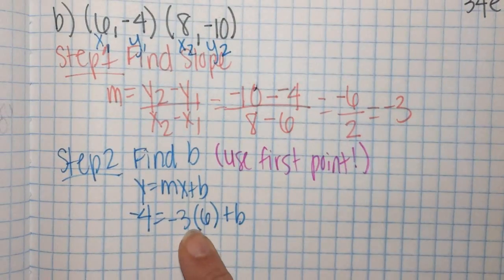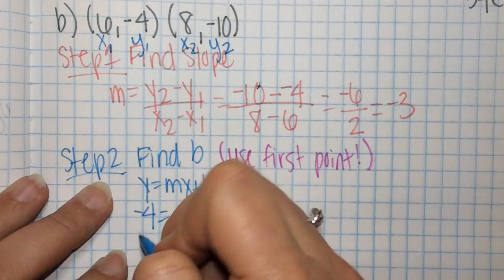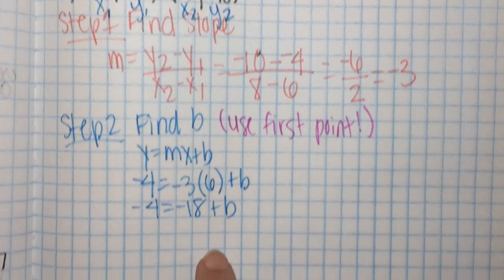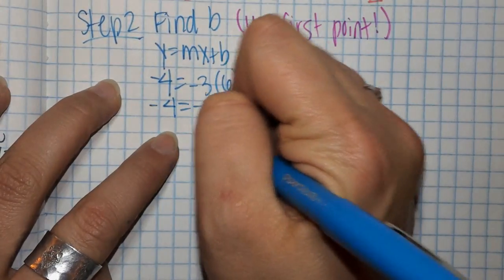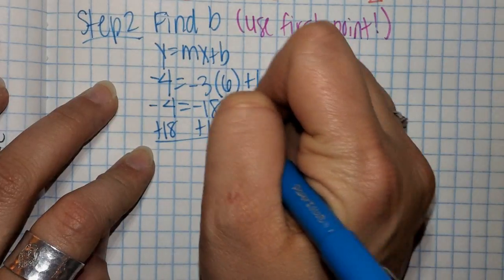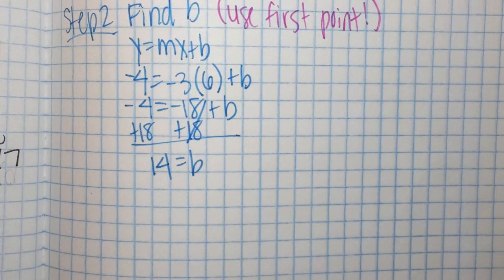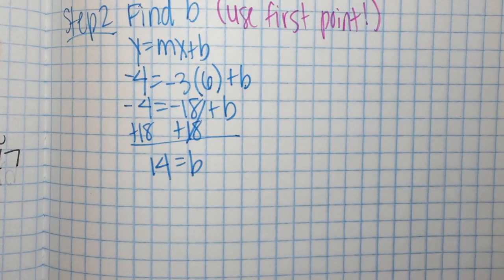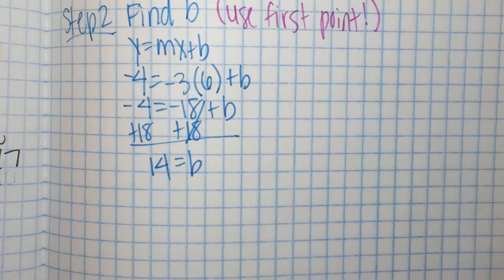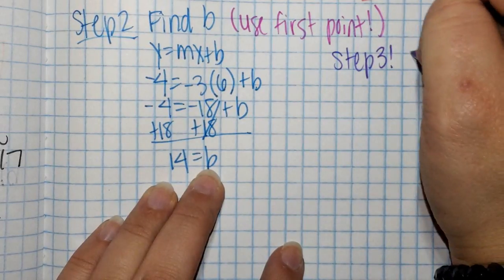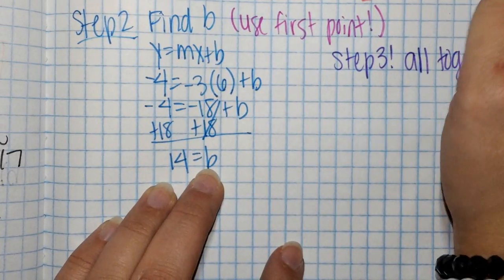Alright, so what is negative 3 times 6? Negative 18. Alright, then we're trying to get b by itself. So what do we do? Add 18 to both sides. Now, are we done? No. Why? Because you still have the third step. We have to put it all together. So step 3, all together.